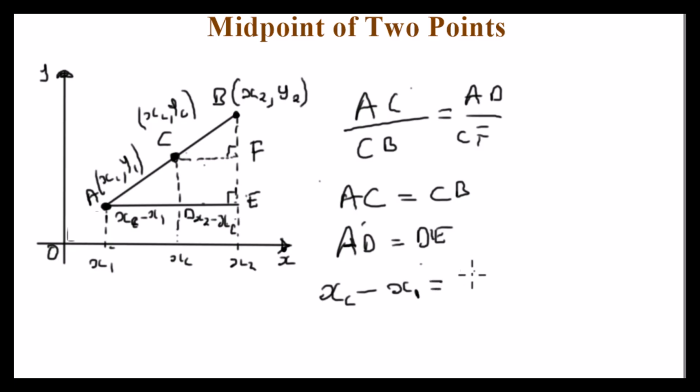DE is X2 minus XC. Remember, I'm looking for the x coordinate at point C. How do I find it? Because point C will be the midpoint. So it must mean that I must make xc the subject of the formula from now.